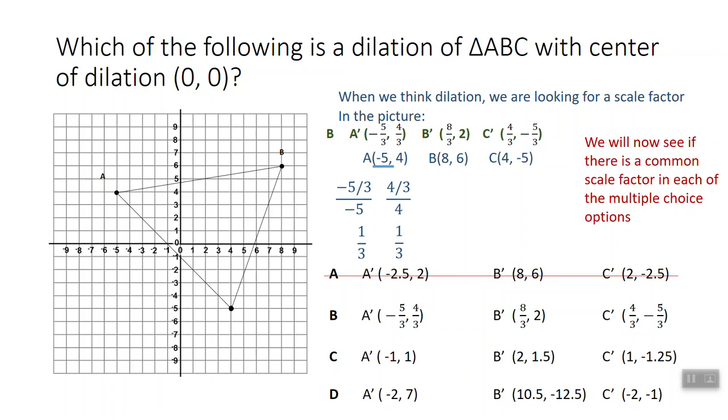Now let's look at b prime and b. If I take +8/3 divided by +8, I find the scale factor is 1/3. If I look at 2 divided by 6, my scale factor is 1/3. And in my c prime divided by c, so my new figure divided by my old figure, 4/3 divided by 4 is 1/3, and -5/3 divided by -5 is 1/3. So because all of these scale factors are constant, I can see that the answer to the question is B.